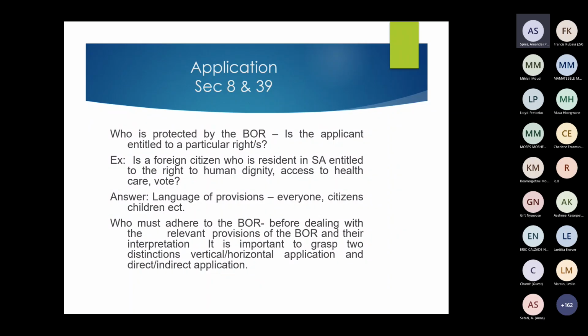And first and foremost, obviously, we look towards the text of our rights. Most rights in the Constitution is applicable to everyone. There's only specific rights that's reserved for citizens, such as the right to vote. Certain rights are only applicable to children as well in the Constitution. But most rights in the Constitution is applicable to everybody.